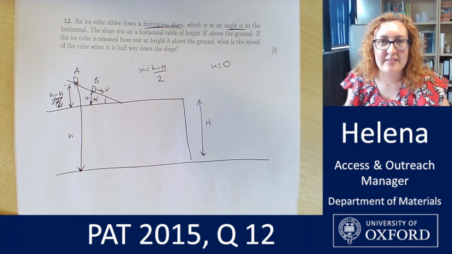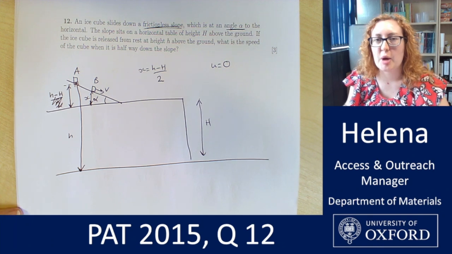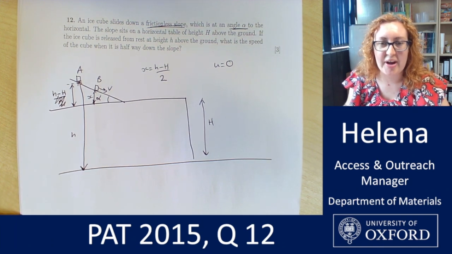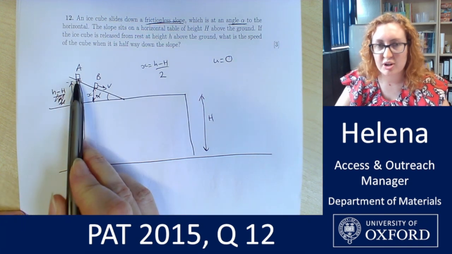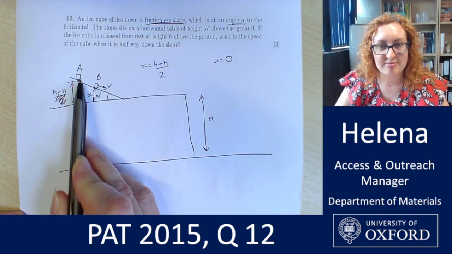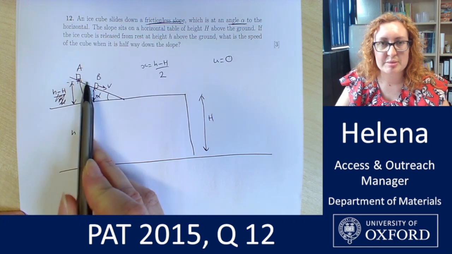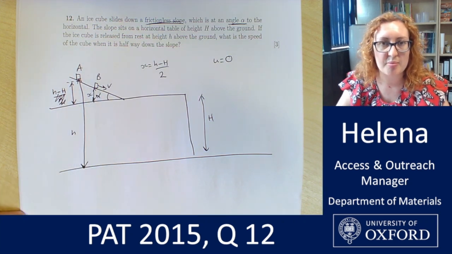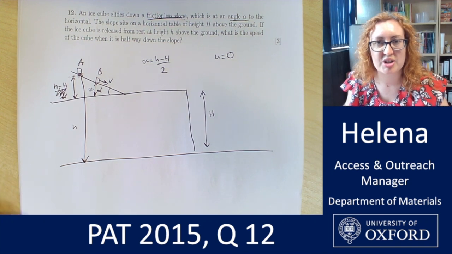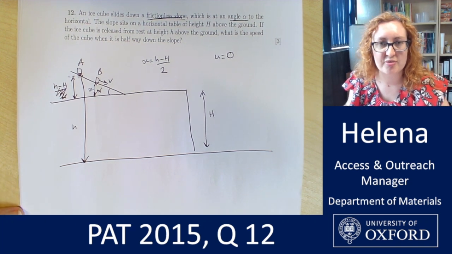Now, the way that I think I'm going to approach this question is to think about energy and how energy is transferred through this motion. Okay, so we're going to start off with some gravitational potential energy, and through this motion, some of that is going to be converted to kinetic energy, but not all of it. We're still going to have some gravitational potential energy because we're still a certain distance above the ground.